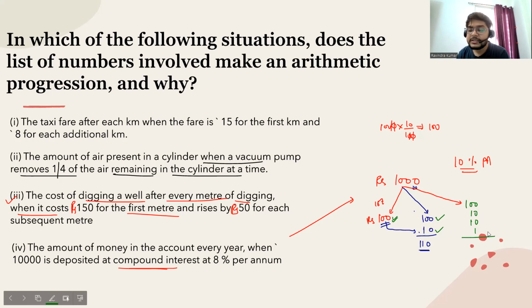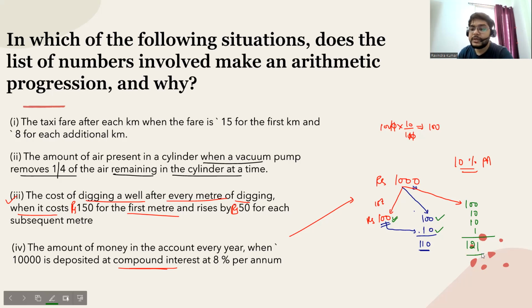So compound interest means you have to calculate the interest on interest. You need to calculate the interest on principal and on interest also. Okay, so that's why compound interest is called interest on interest. So for the third year, it will be 121 rupees.